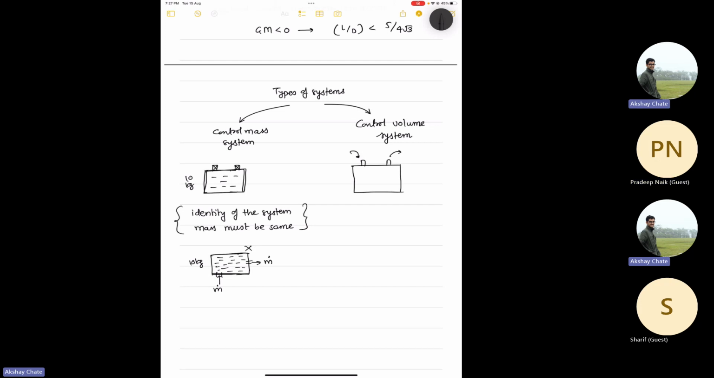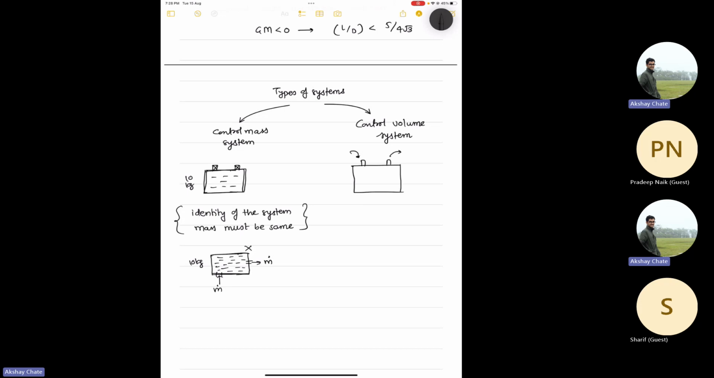So like that, in a control mass system, the mass of the system should remain constant, as well as the identity of that mass, the molecules or particles, should also be constant. So that is what a control mass system is.